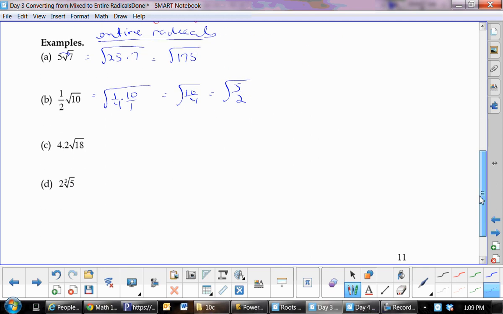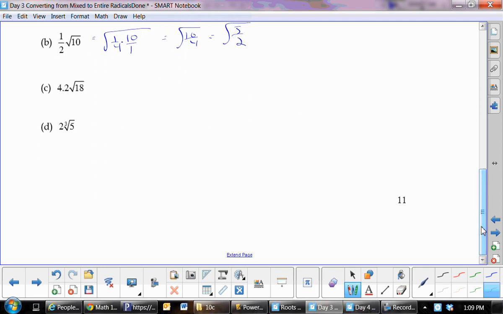Let's not do C, let's do D. What would 2 become when it comes inside the house? 8. Yes, 2 times 2 times 2, because it is a cube root. And the 5 is there, so this would be cube root 40.